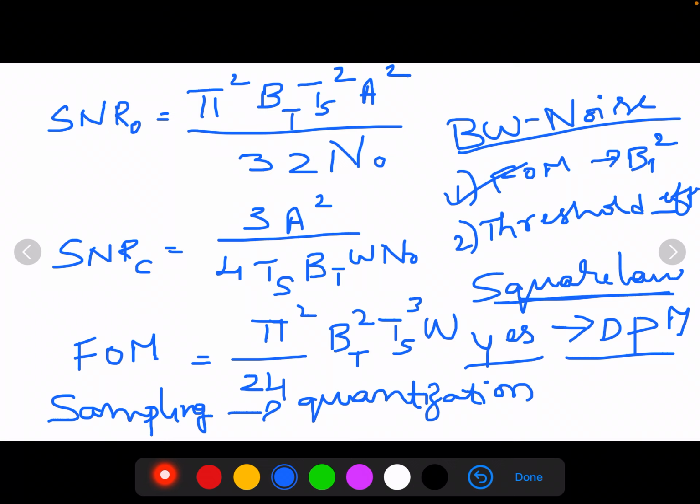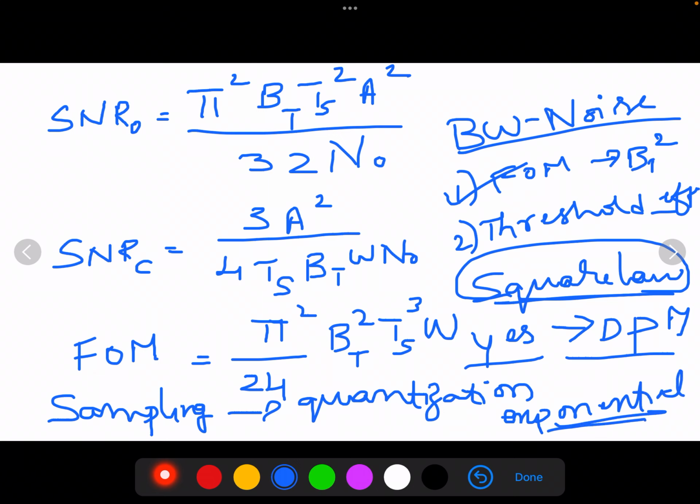So for the time being, we can say that the combined use of sampling and quantization permits the transmission of a message signal in a coded form. So it makes us realize an exponential law for the bandwidth noise trade-off. For analog modulation, square law. Here, exponential law.